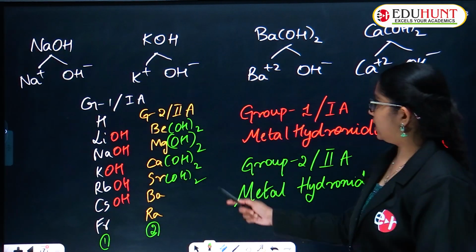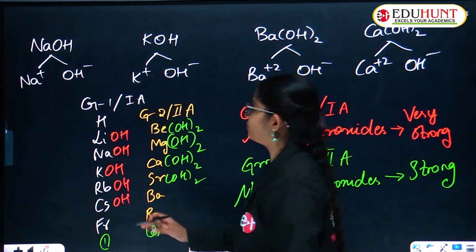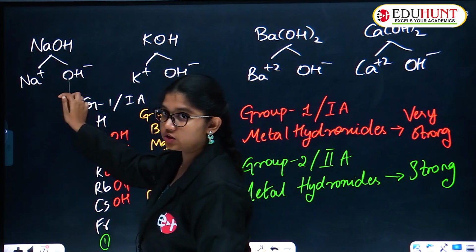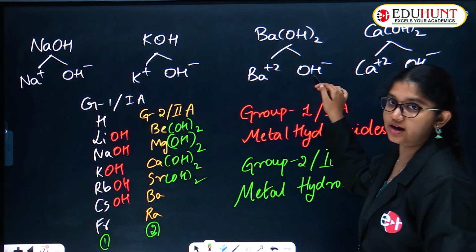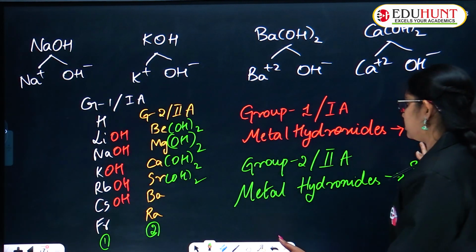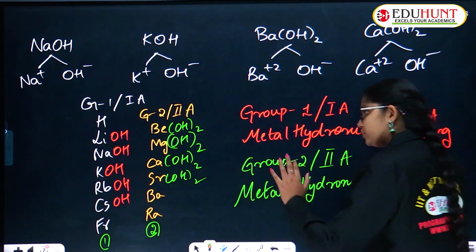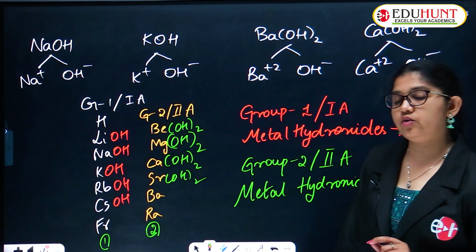So I will write the representation like this. Dissociates into Na plus sodium ion and OH minus hydroxyl ion, potassium ion, hydroxyl ion, barium ion, hydroxyl ion, calcium ion, hydroxyl ion. Clear now? This represents how to write all these things. Don't worry if you don't know all these things. We will discuss how to write and represent all of these in the periodic classification lesson.